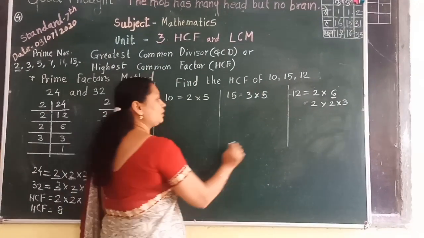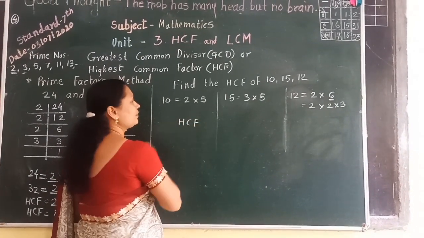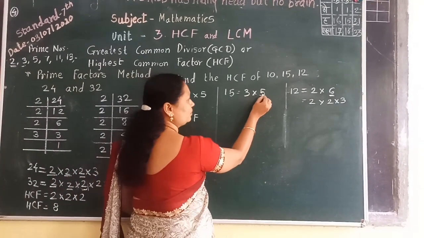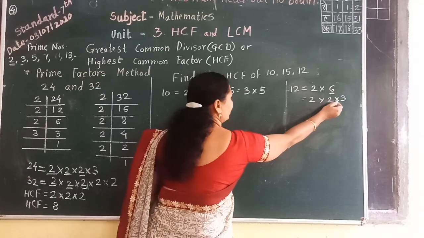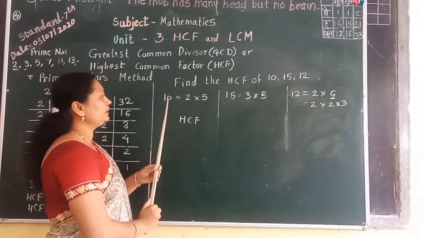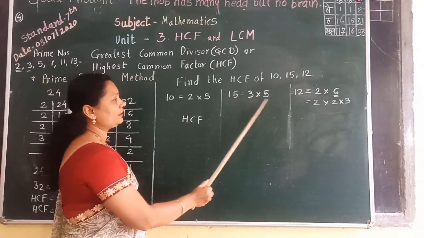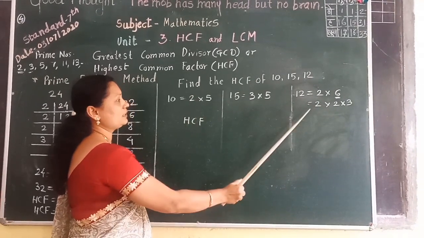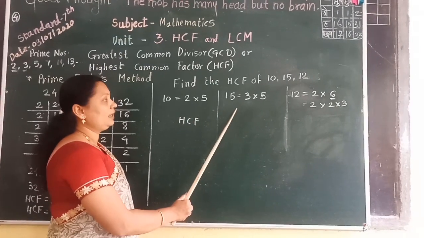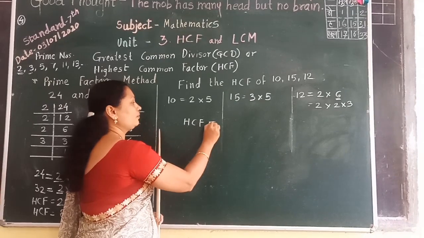Now let us find the common factor, that is HCF. See here, 2 into 5, 3 into 5, 2 into 3. What is the common factor between 10, 15 and 12? There is no common factor in the three numbers. So what is the HCF? When there is no common factor, the common factor is 1. So HCF is 1.